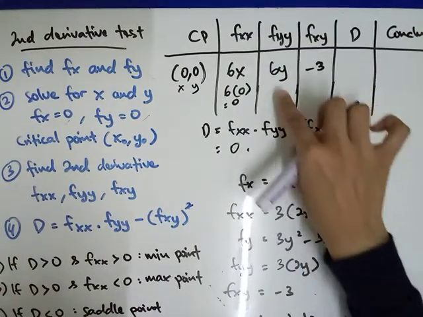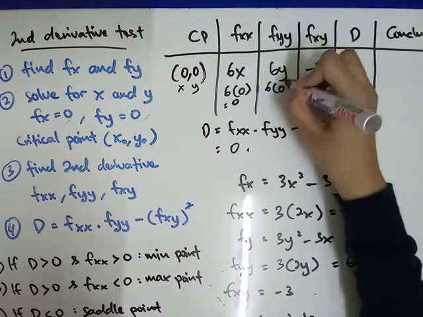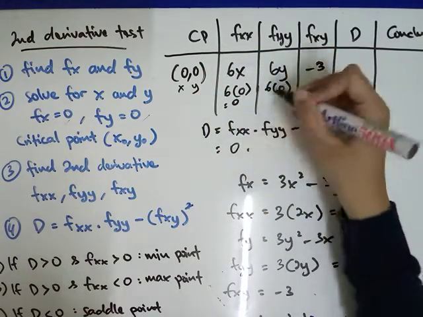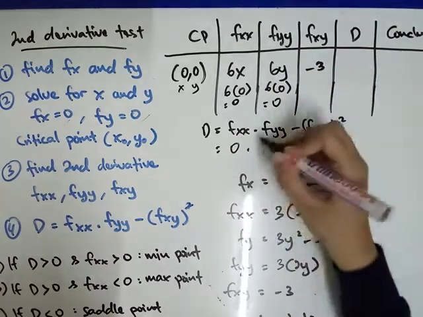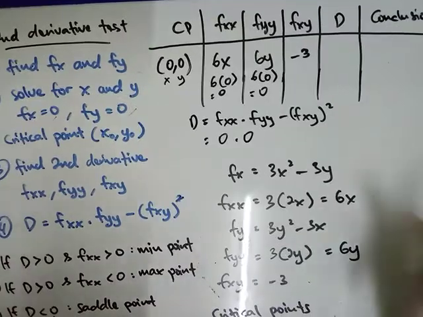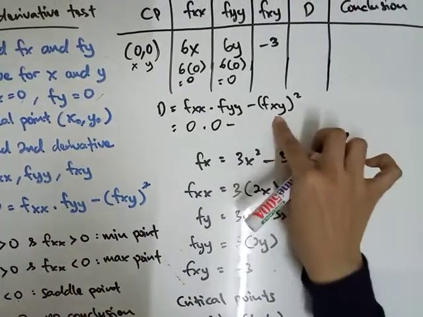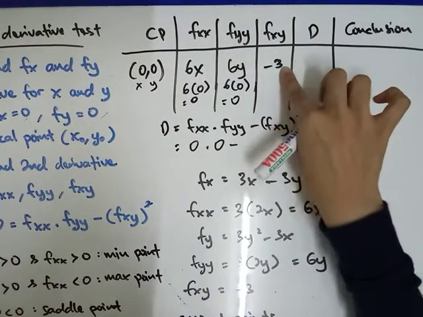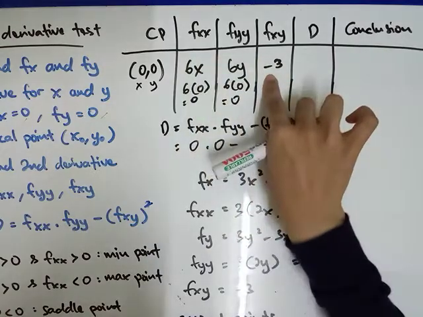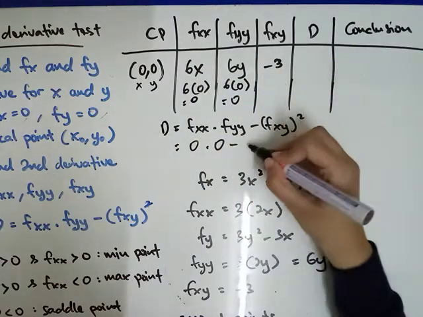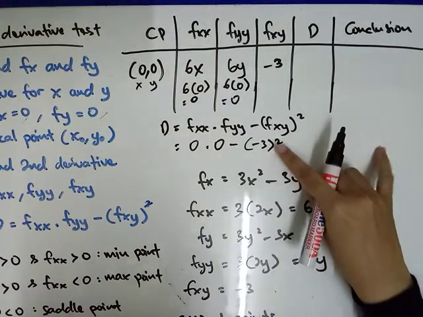multiply with fyy. We know that y is 0. So put 0 into this y. 0 times 6 we get 0. So fyy is 0 also. And then minus fxy. Fxy is negative 3. It has no variable x and y, so no need to substitute. So put in negative 3, substitute into this formula.